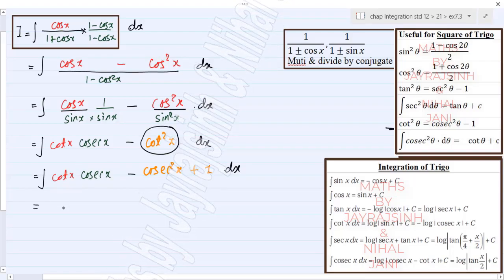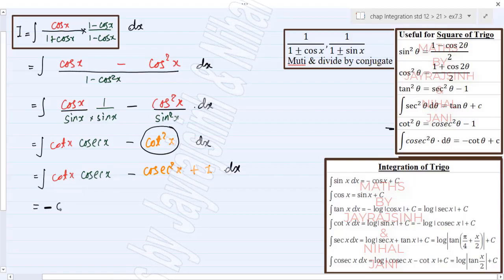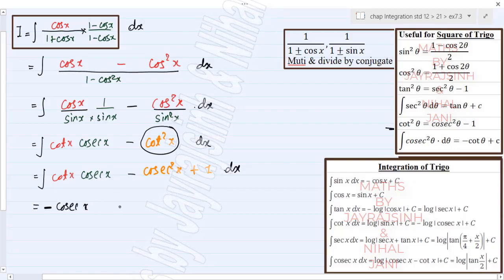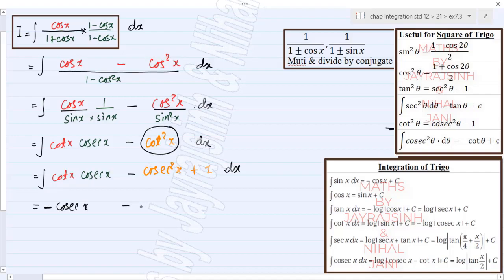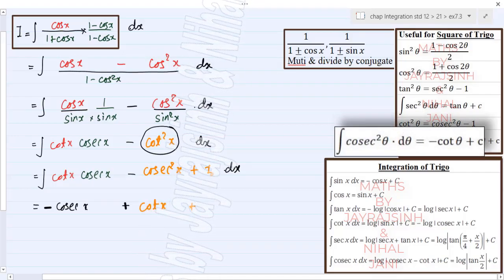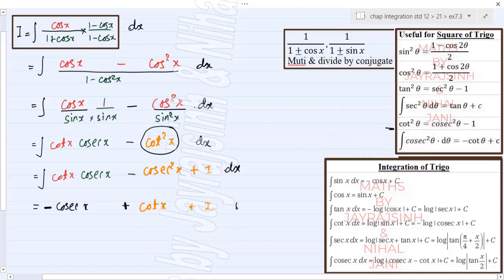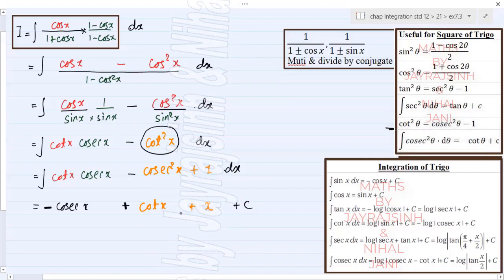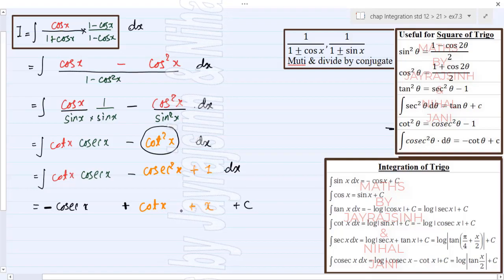Integration of cot x into cosec x will become minus cosec x minus integration of cosec square x will be cot x plus integration of 1 will be x plus c is your final answer.